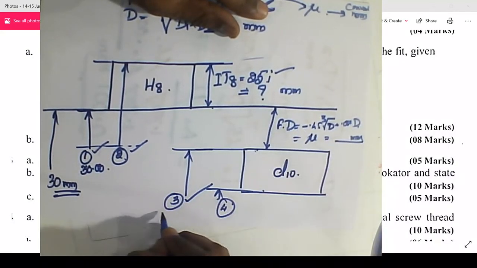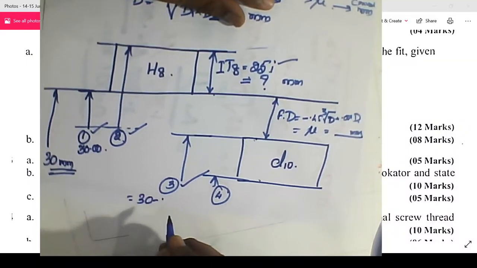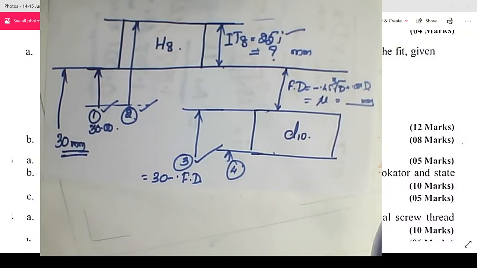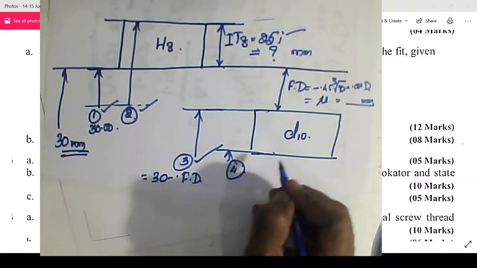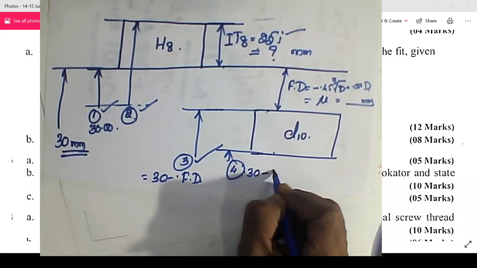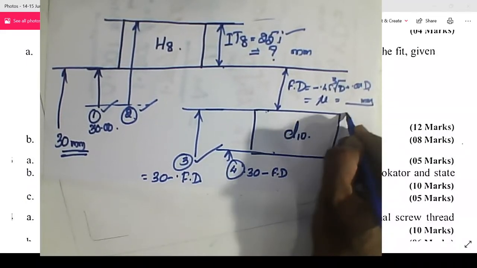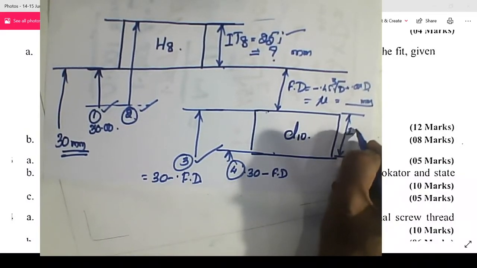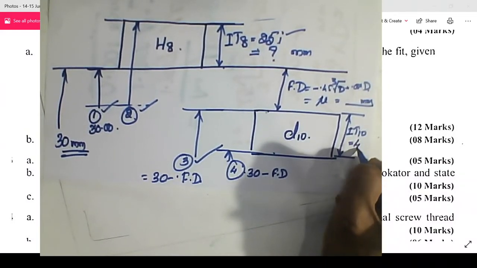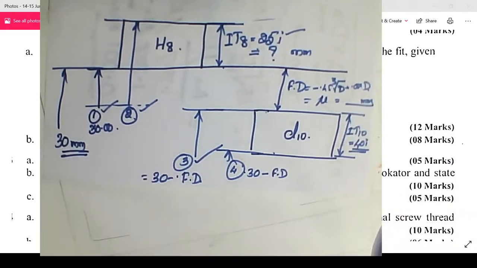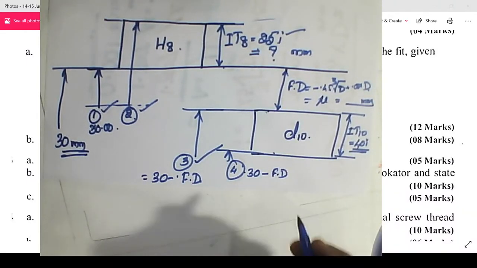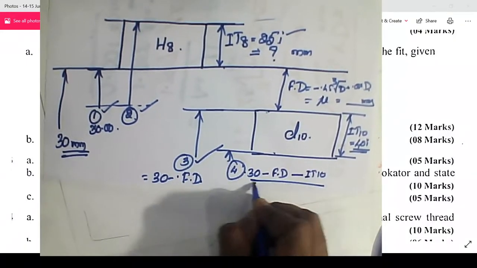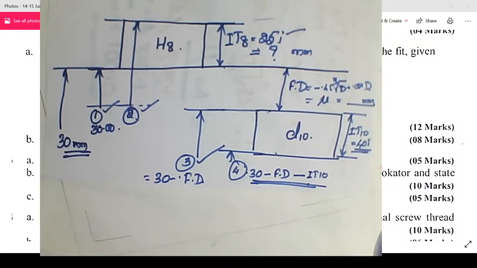3 is equal to 30 minus fundamental deviation. Third value, 30 minus fundamental deviation. Next, fourth value: 30 minus fundamental deviation minus this value. How much is this? This is IT10, that is equal to 40i. I think it is given as 40i. Find out how much is this 40i, minus IT10. That's all. All four values are got.